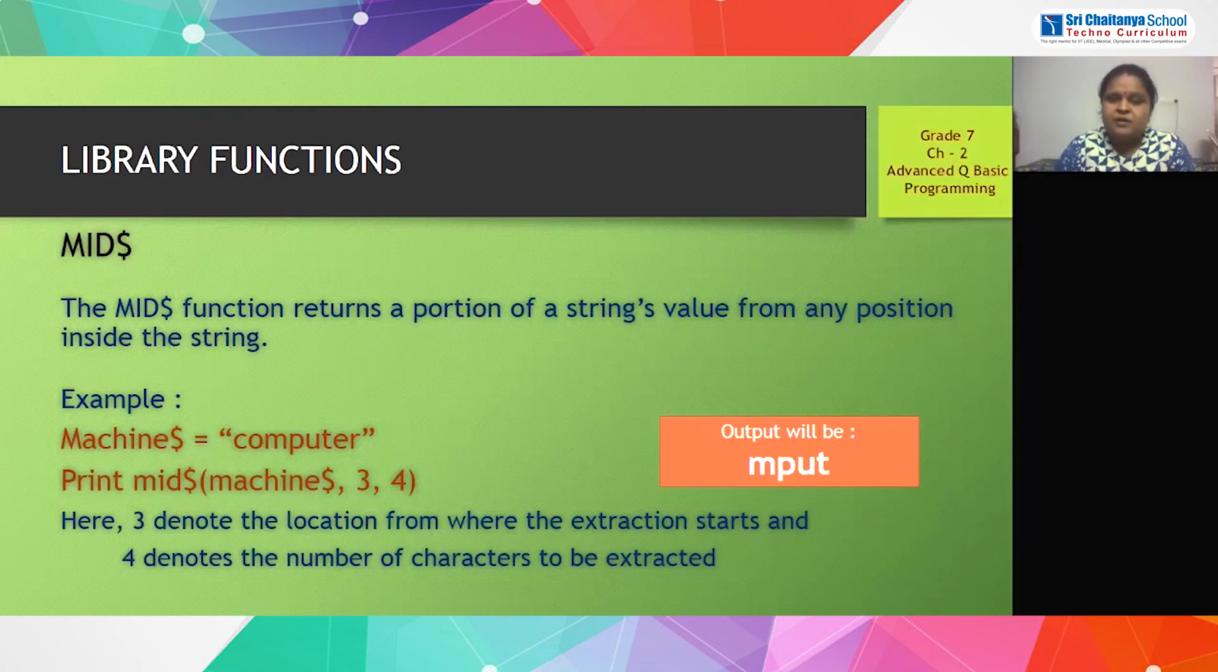In this example, instead of 4, if I take 5, then what will be the output? Output will be MPUTE. It will include E also because I have given 5. So it will start from where we ask it to extract, and from there, as many characters as we tell it to extract, it will extract and give us the output. This is about the mid function. I hope all the 3 library functions are very clear for you all.